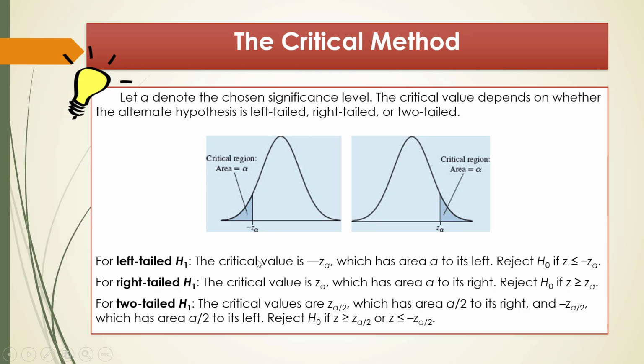So for left tail, if z is less than minus z alpha, we reject H naught. For right tail, if z is greater than or equal to z alpha, we reject H naught. For two-tailed, if z is greater than or equal to z alpha half or z is less than or equal to minus z alpha half, we reject the null hypothesis. It might be hard for you to memorize these.